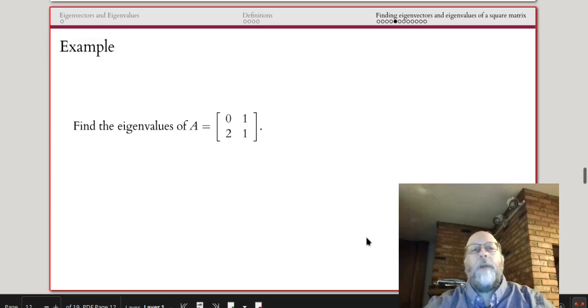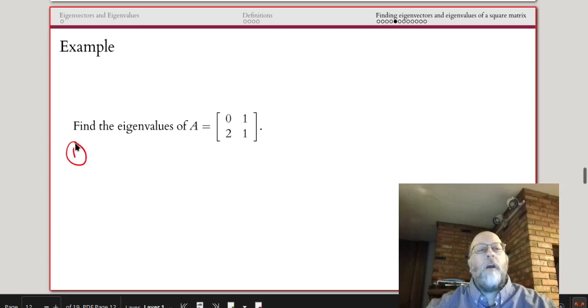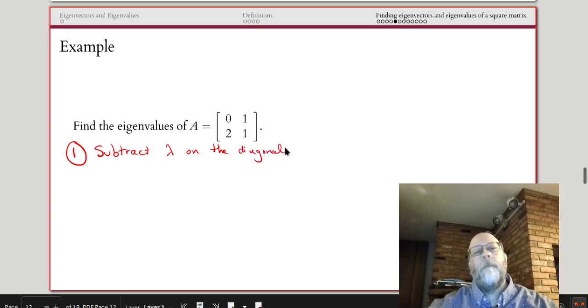Ready to try an example? Let's do this. So I have a matrix here, and we're going to find the eigenvalues for this matrix. Step one is we subtract lambda on the diagonal. And that gives me the matrix negative lambda, 1, 2, 1 minus lambda.